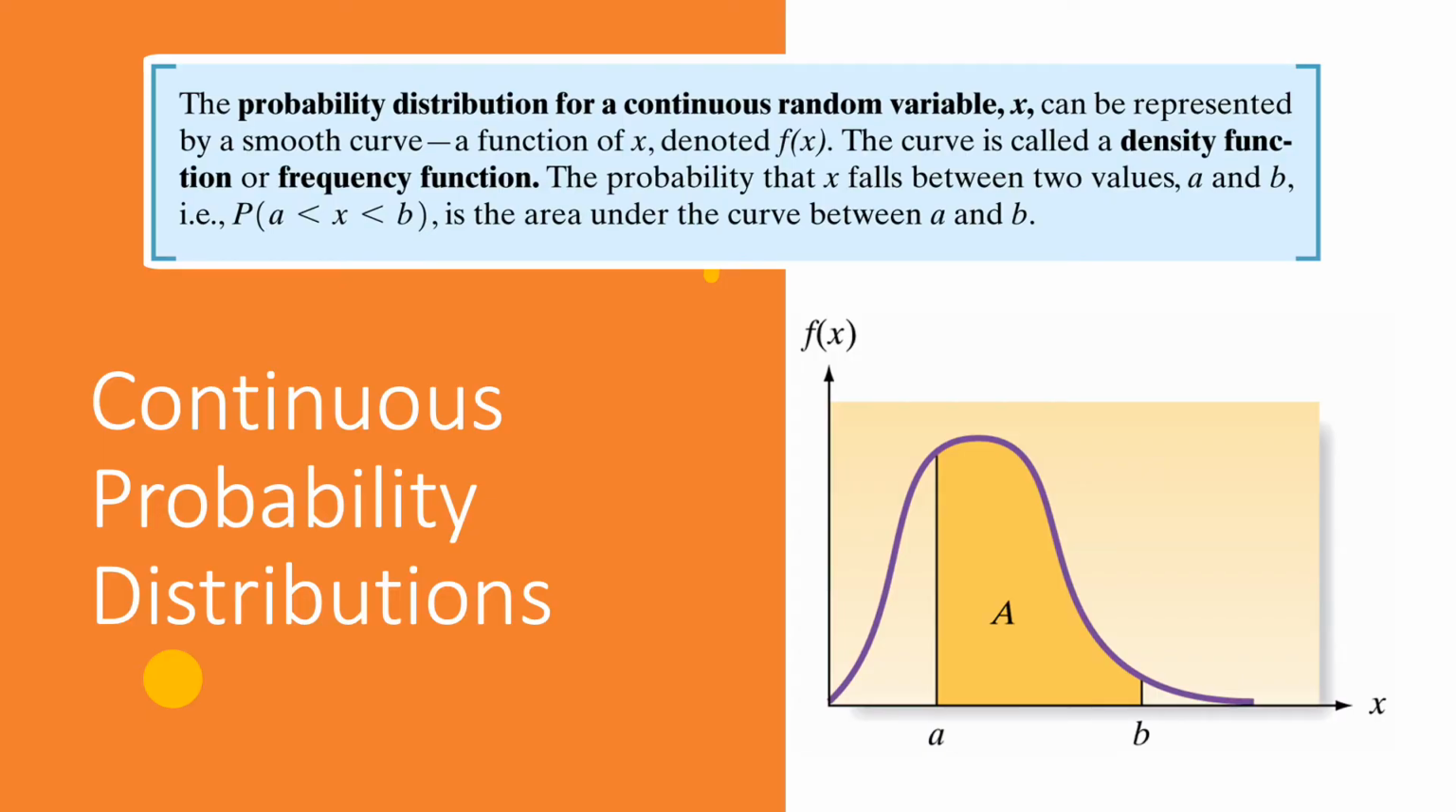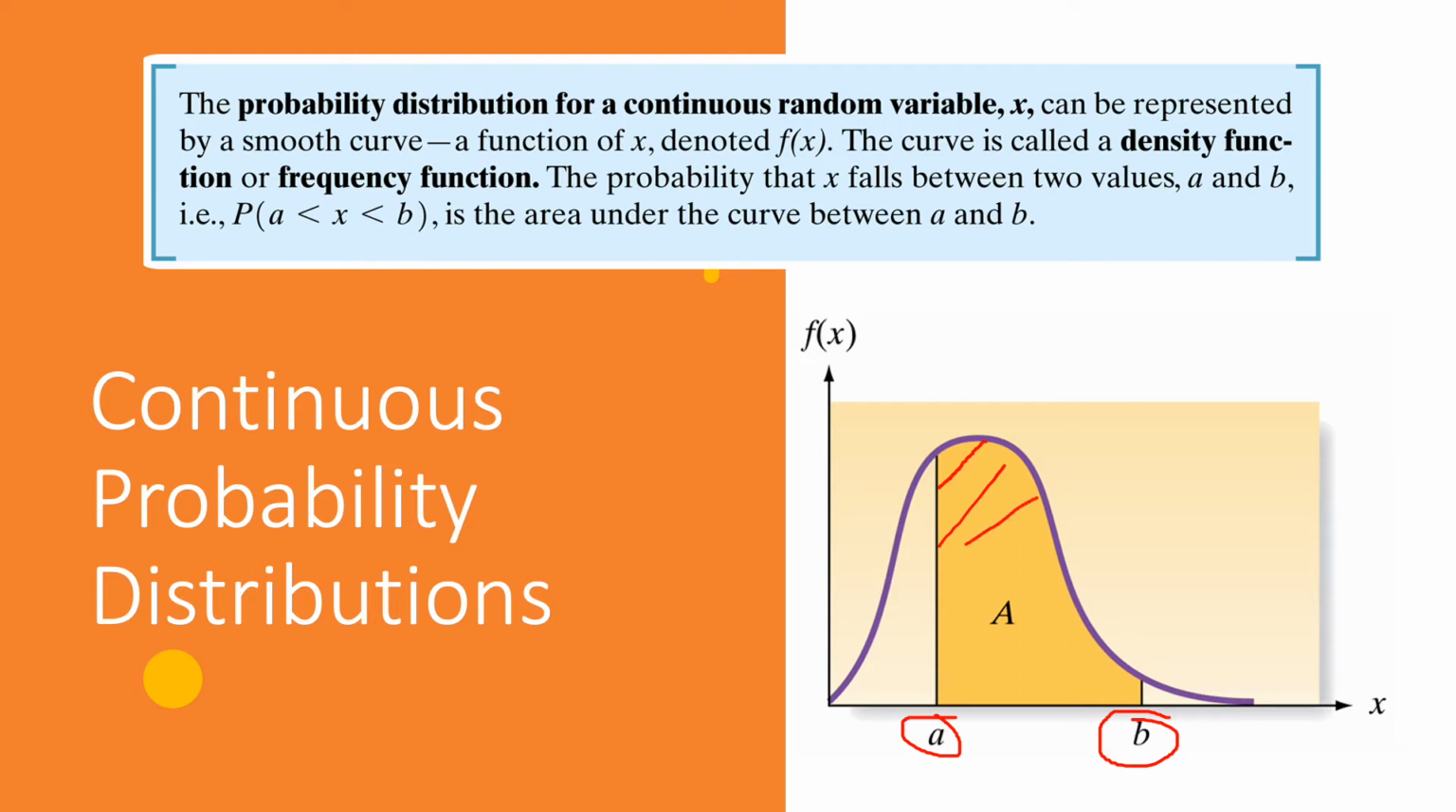Let's have a look at this picture here. This represents a slightly positively skewed distribution. And let's say we were interested in finding the area between value A and value B. We'd be finding the area of that shaded region.